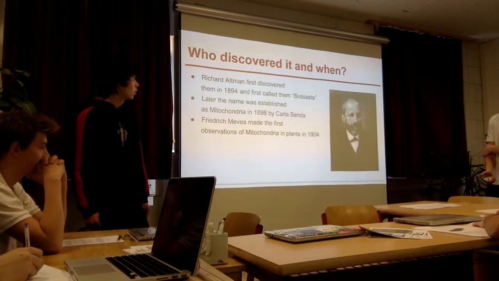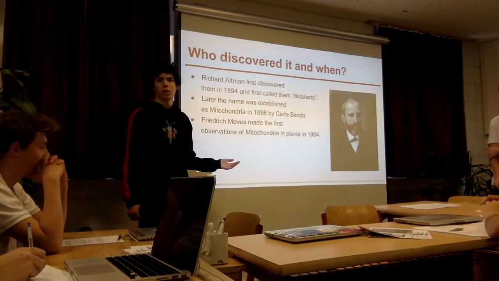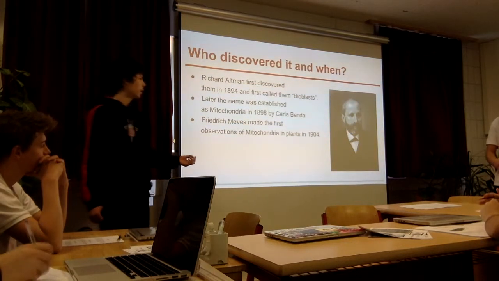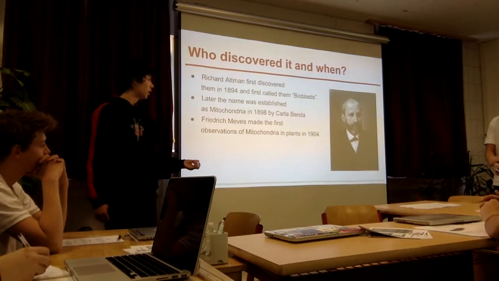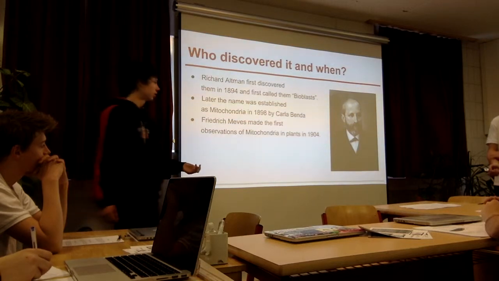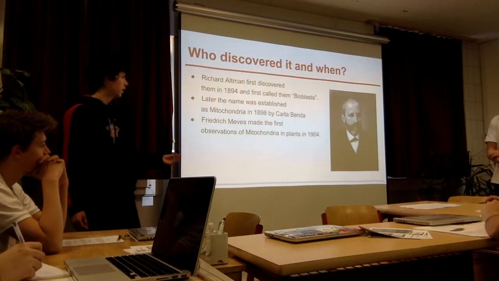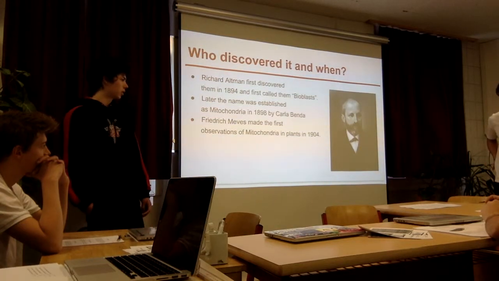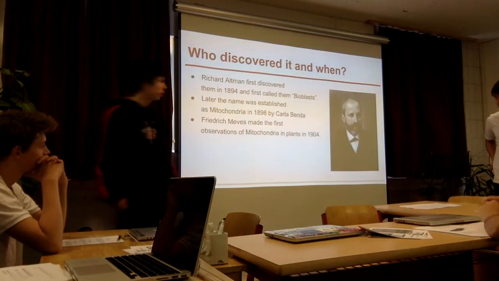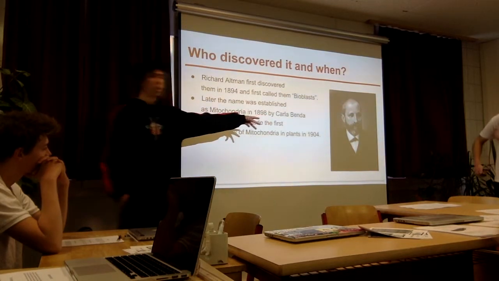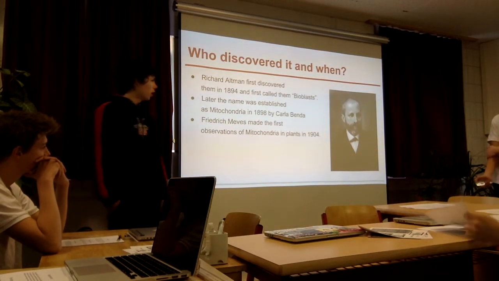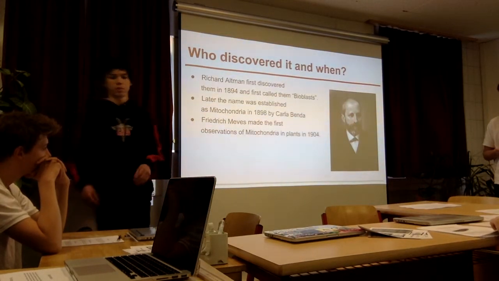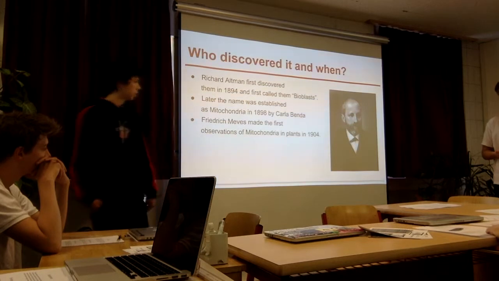Next slide. Okay, so who was it discovered by and when? Richard Altmann first discovered them in 1894 and first called them bioblasts. Later, the name was established as mitochondria in 1898 by Carl Benda. Friedrich Meves made the first observation of mitochondria in plants in 1904. That's a picture of Richard Altmann, the man who discovered it. And Friedrich Meves made the first observation in plants. I don't know when the first one in animals was.